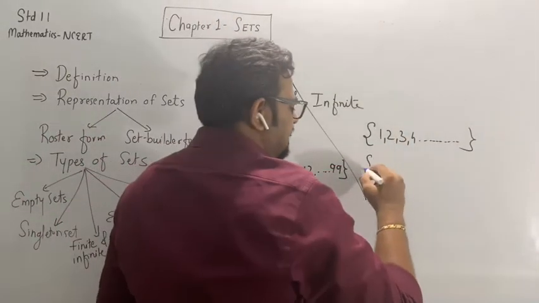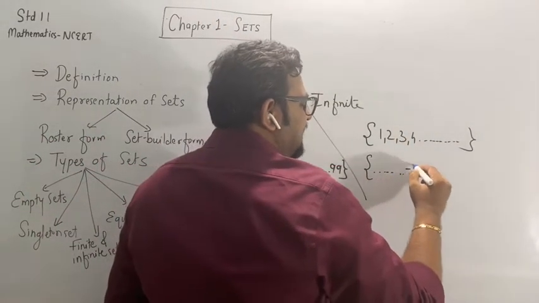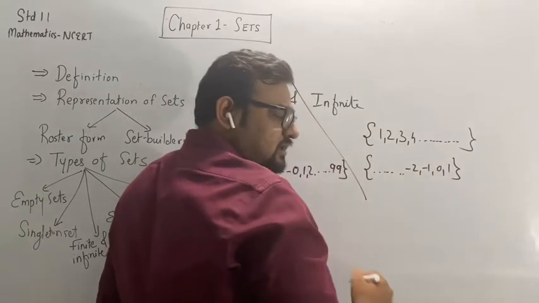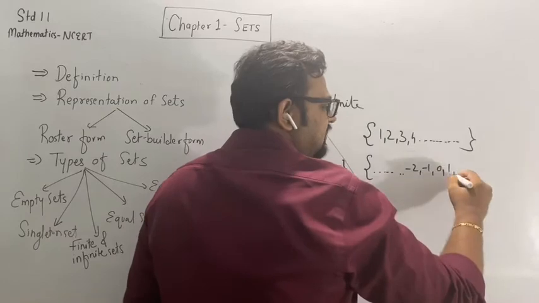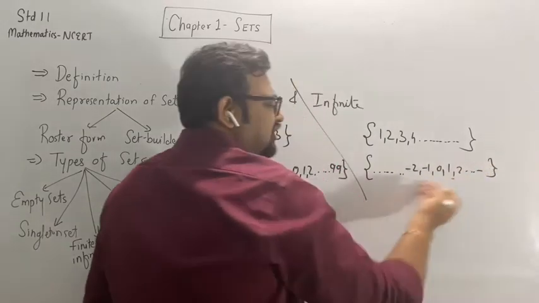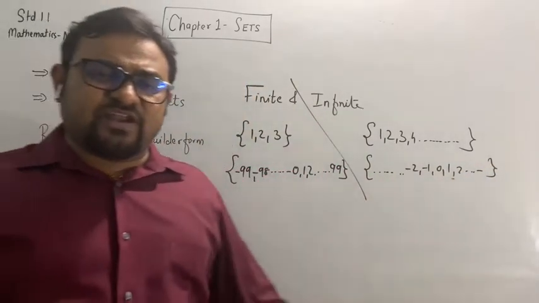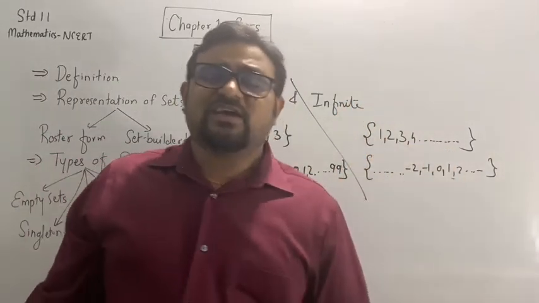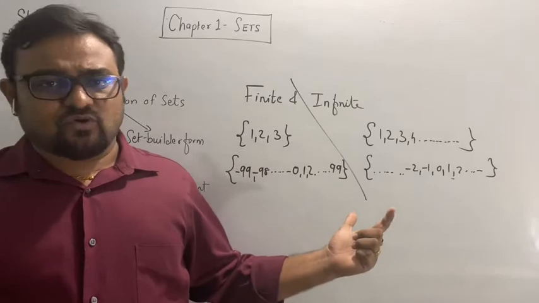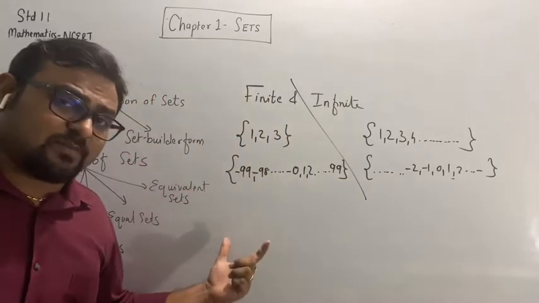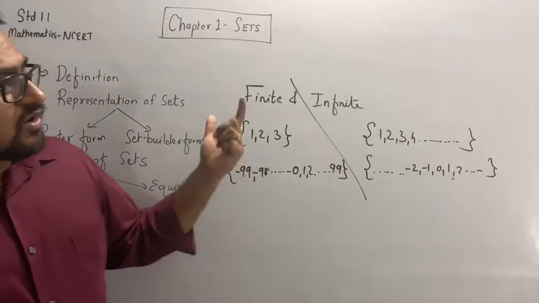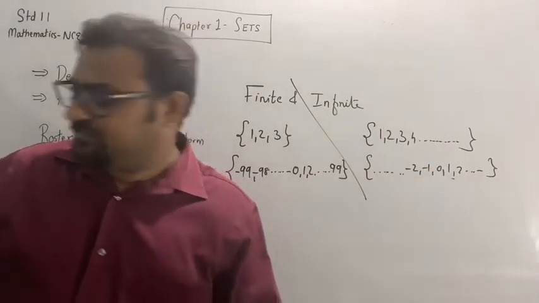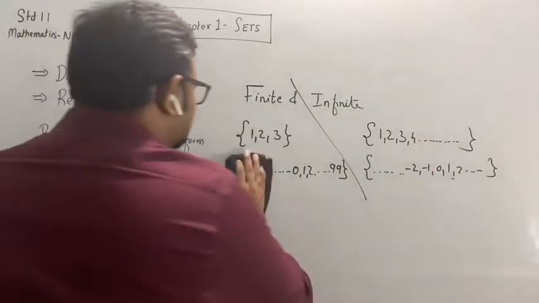Even this way: -2, -1, 0, 1. Even this way, these are all the integers. A set of integers is an infinite set. A set of natural numbers is an infinite set. So if you can count the total number, that is finite, and if you cannot count, it is an infinite set. Okay, now let's move to the next one.